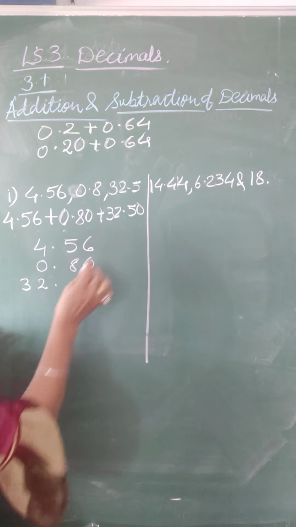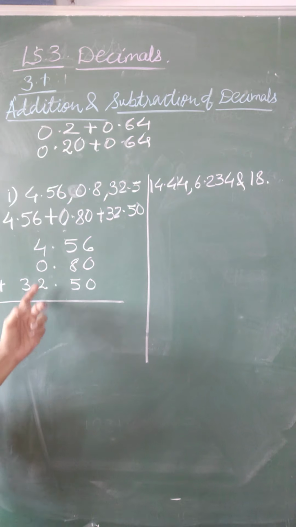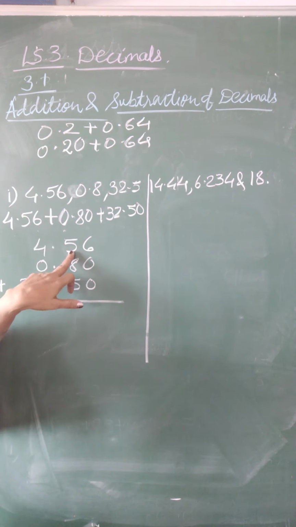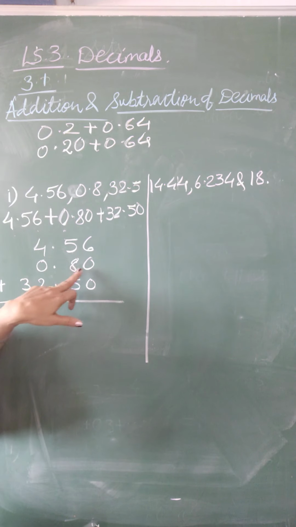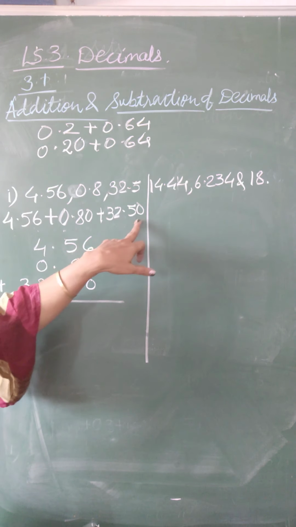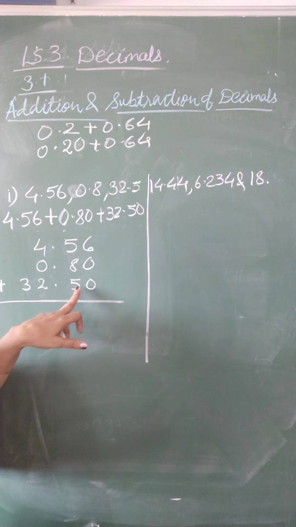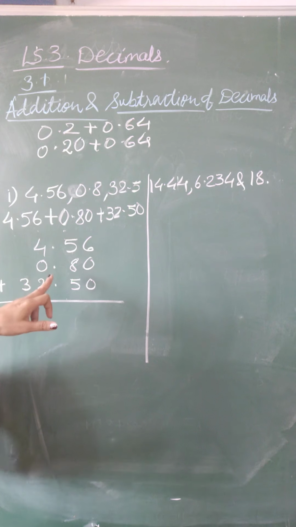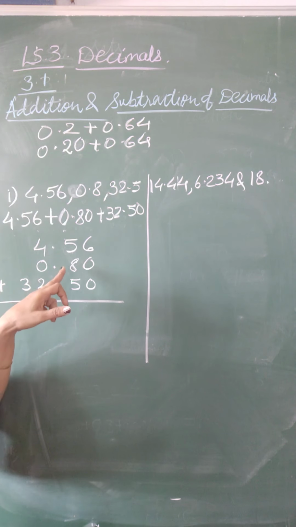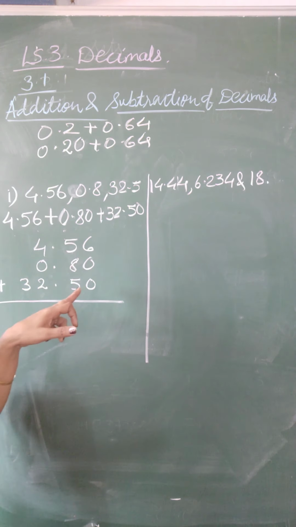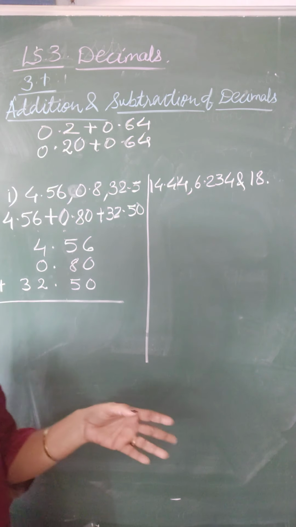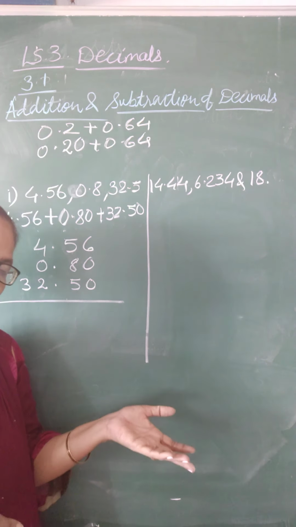And 5, 0. After writing in columns, just match along the horizontal line whether both are the same or not. Reading, 4.56, 4.56. 0.80, 0.80. 32.50. In this way you will arrange the numbers one under the other in columns such that their decimal points are in the same column. And now you have to add as we do in the case of numbers also.